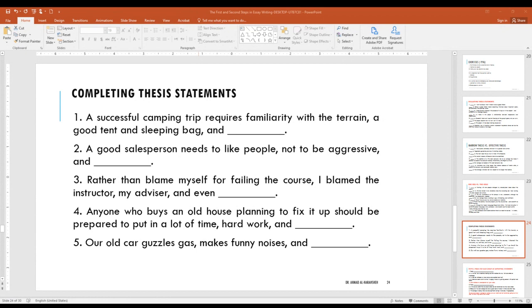A good salesperson needs to like people, not to be aggressive, and be respectful. He has some charisma, yes. What else? Should be persuasive, yeah. He should be a gentleman, stylish, right? Could be stylish. I don't know, could be.